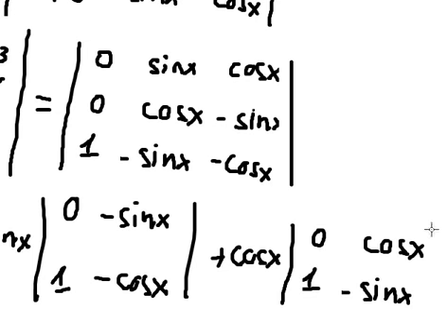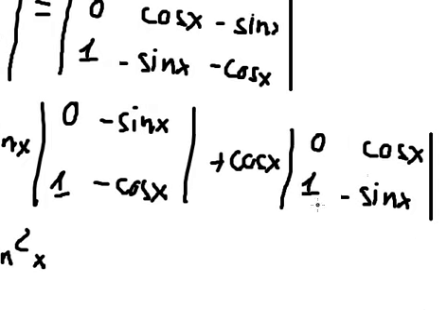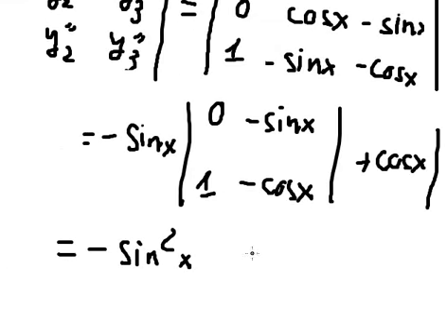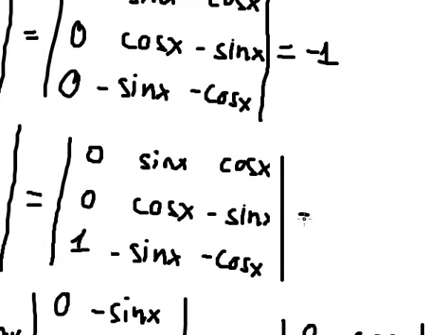So this one we calculate. This one you got number 0, negative, negative, we have positive. So we have negative sin x squared. Now let's go to this one. This one you got number 0 minus cosine. So we have negative cosine x squared. And this one we have negative number 1. So this one we got negative number 1.